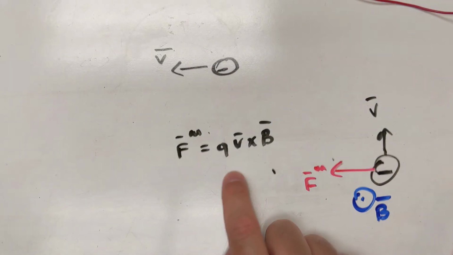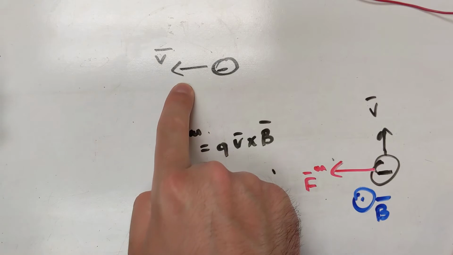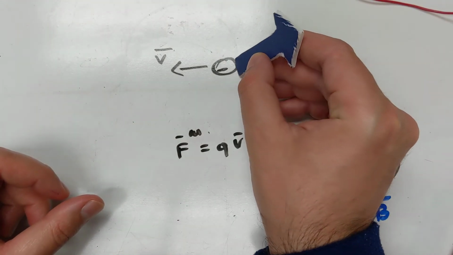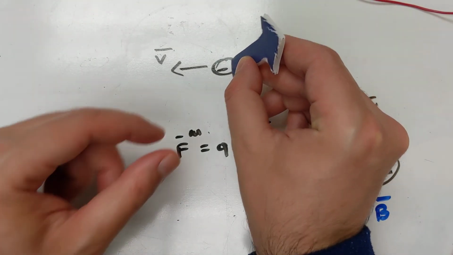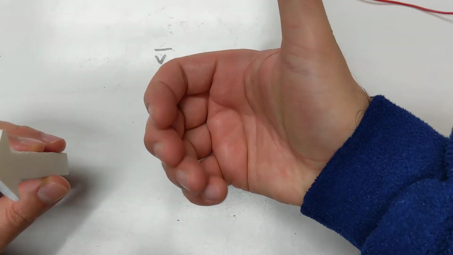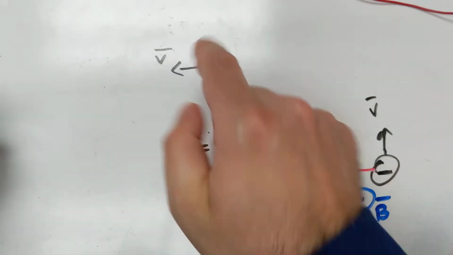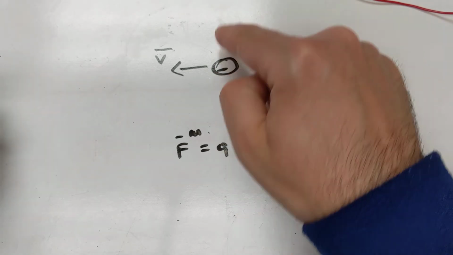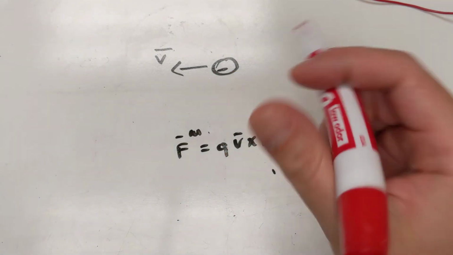Now I'm going to do the same thing. V goes this way. As I said, always everywhere here, B goes out of the page. So towards V, towards B, my thumb goes up, but it's an electron, so the magnetic force points down.